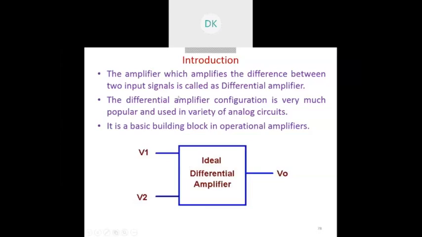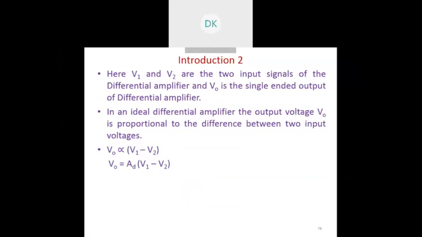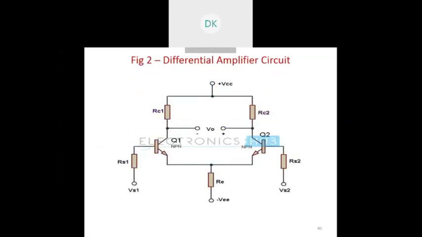This differential amplifier is very popular and used in a variety of analog circuit diagrams. Especially, it is used as a building block in operational amplifiers. So V1 and V2 are the two input signals, V0 is the output signal. This V0 is directly proportional to the difference between V1 and V2. So V0 equals AD times (V1 minus V2), where AD is nothing but the differential gain.